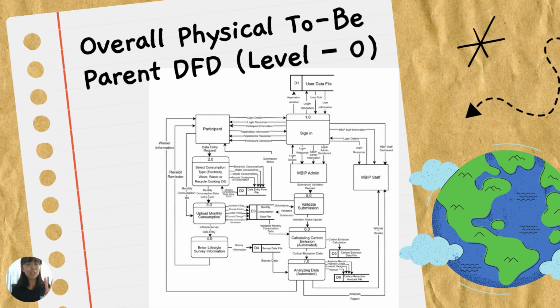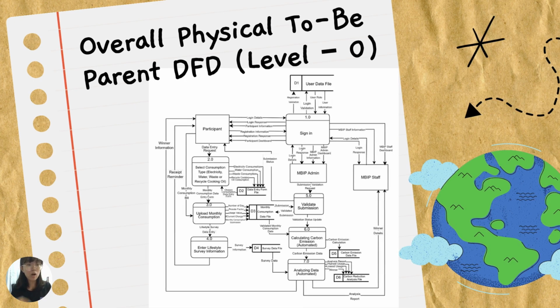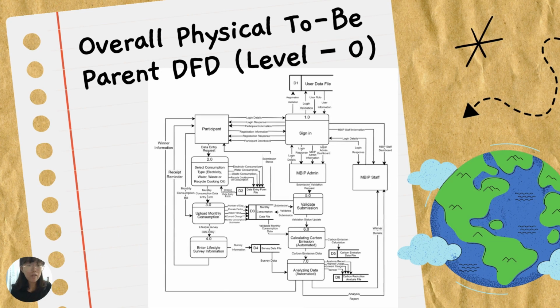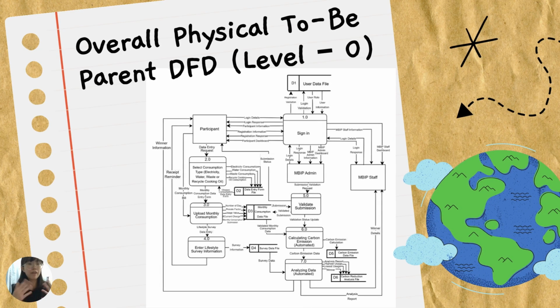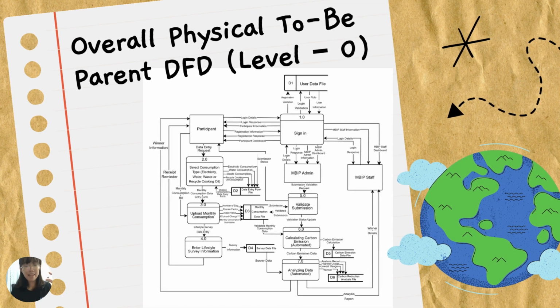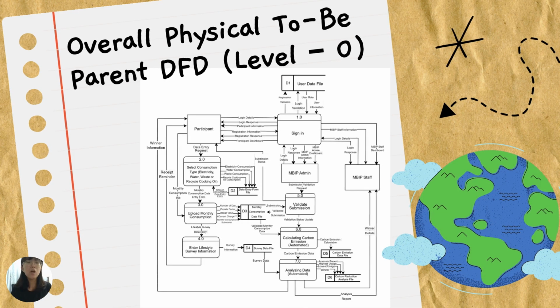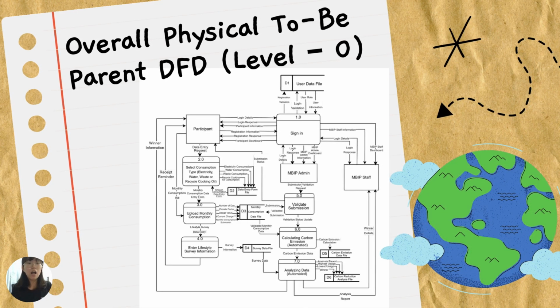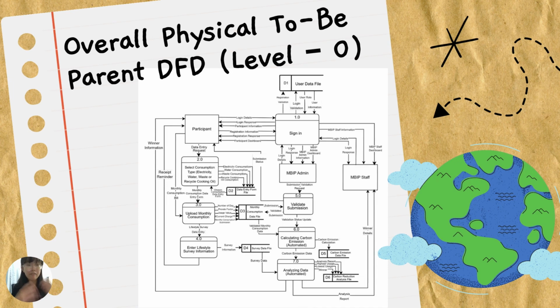After the selection, the user or the participant needs to upload their monthly consumption bills. Then they need to fill in or enter the lifestyle survey information. Then this record will be validated by the MBIP admin. If the data is valid, the system will automatically calculate the carbon emission with the valid data. Then the system will also analyze the valid data and generate a report.